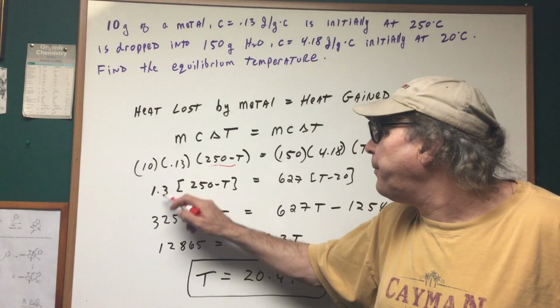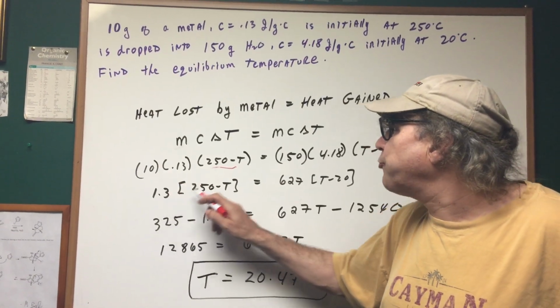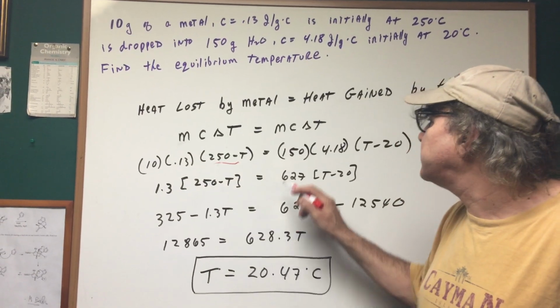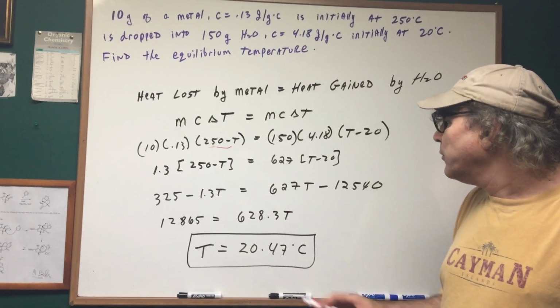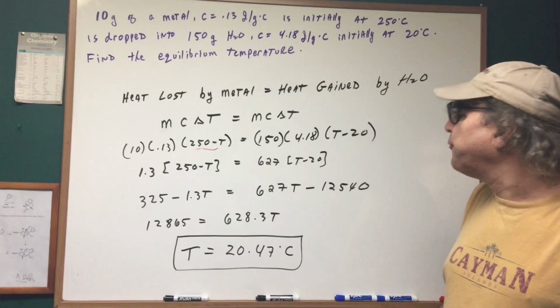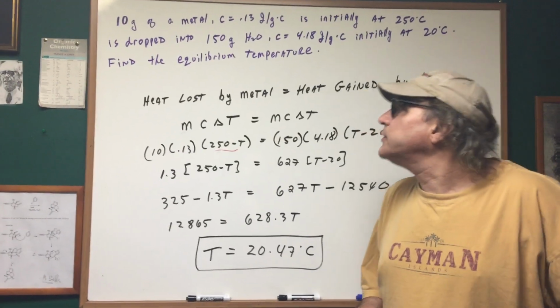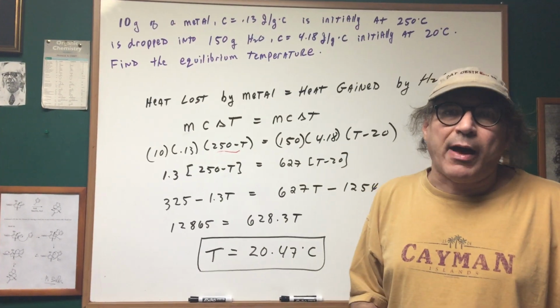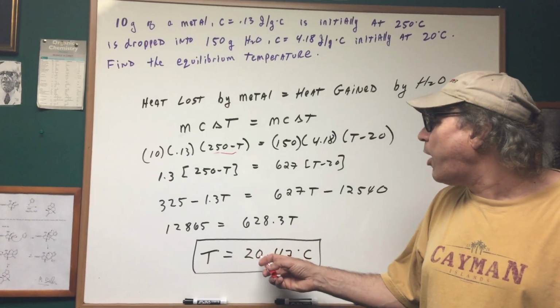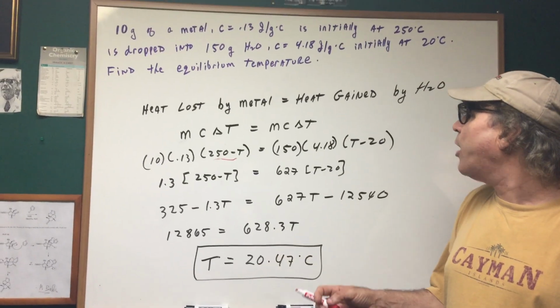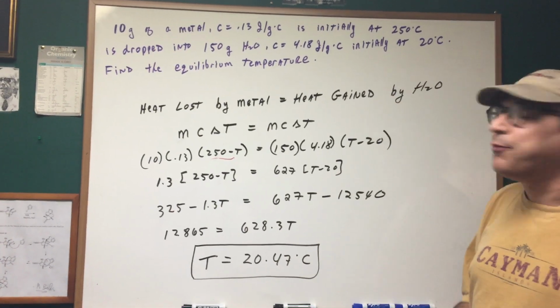Now we just clean it up. We get 1.3. This is 250 minus T. Multiply these together, and when I do the math, we get 20.47. So as you can see, we only had a very small amount of metal. So the temperature only went up a little bit. But the bottom line is that the temperature did go up from the initial 20 to 20.47.